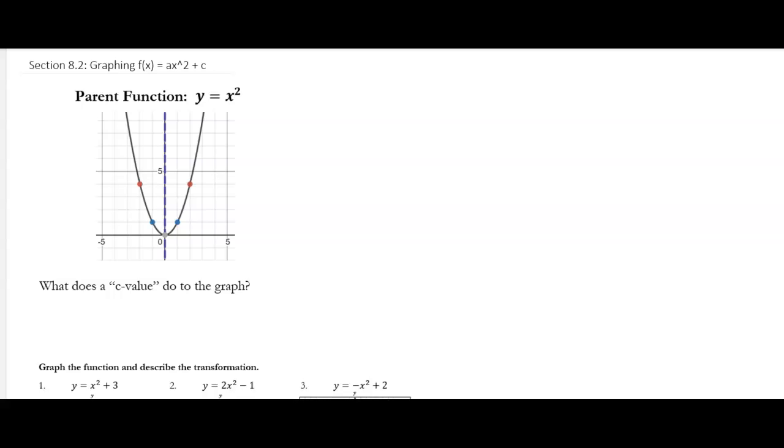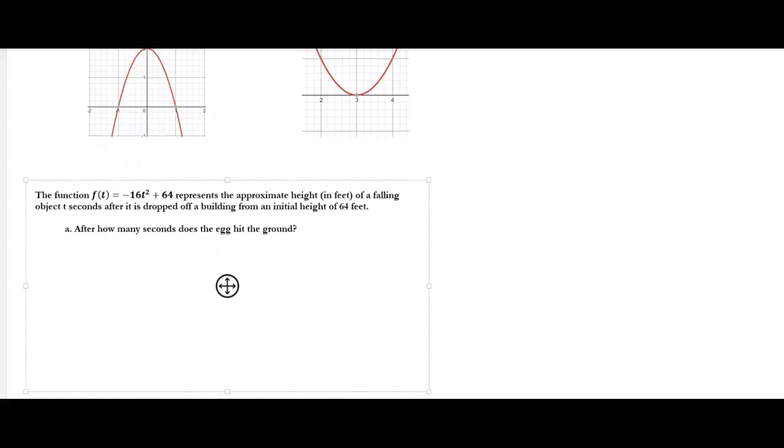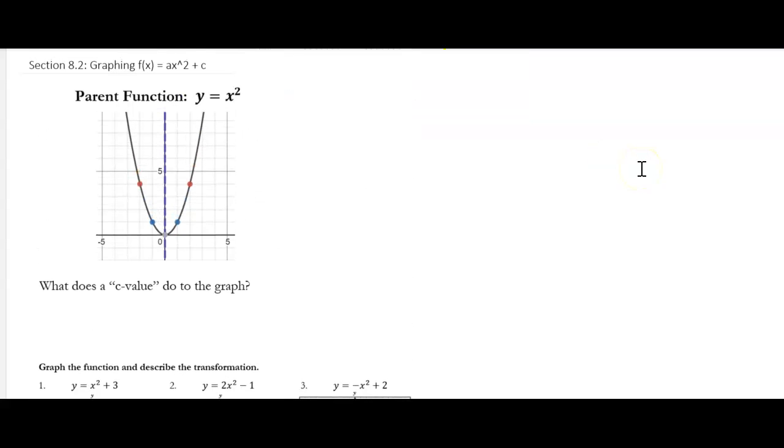Okay, so what we're doing in this section is talking about what the C value does. Your equation is y equals ax squared plus bx plus c. Last lesson we learned what A does, and A is what stretches or shrinks it. We're not going to talk about B yet, but today we're going to talk about what C does.